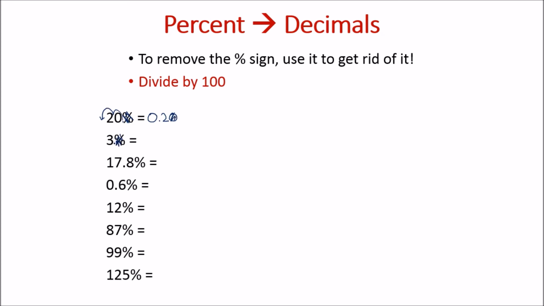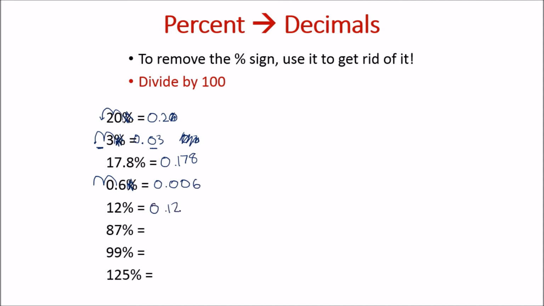3% becomes 0.03, but just make sure that you are not tempted to just go 0.3 because that would actually be 30%. No, this is only 3%, so that 0 does need to go in there. 17.8% becomes 0.178. This one here, we're removing the percent sign again, we're moving this over twice, so it means we need to put in that extra 0.